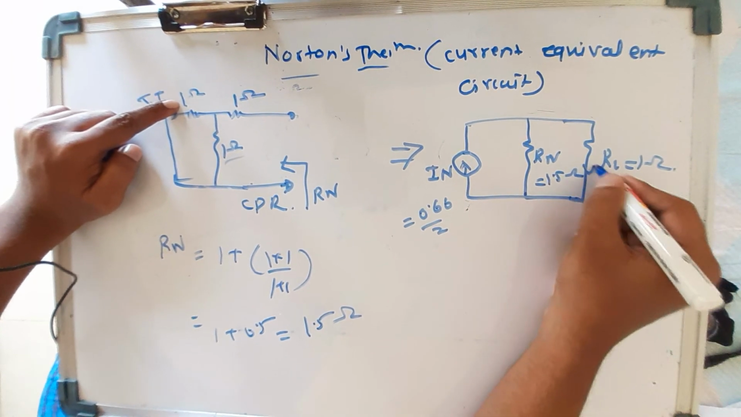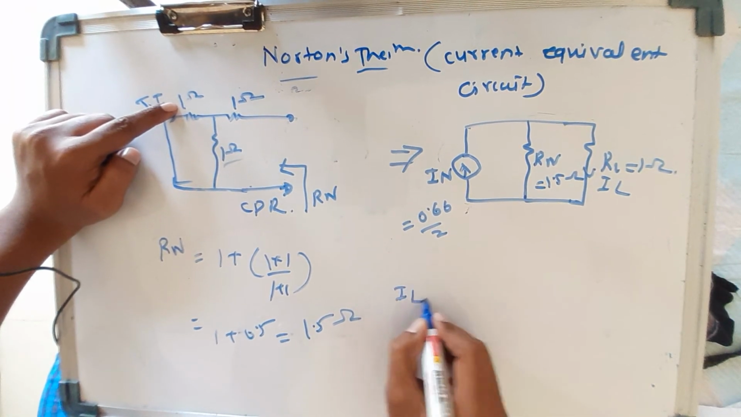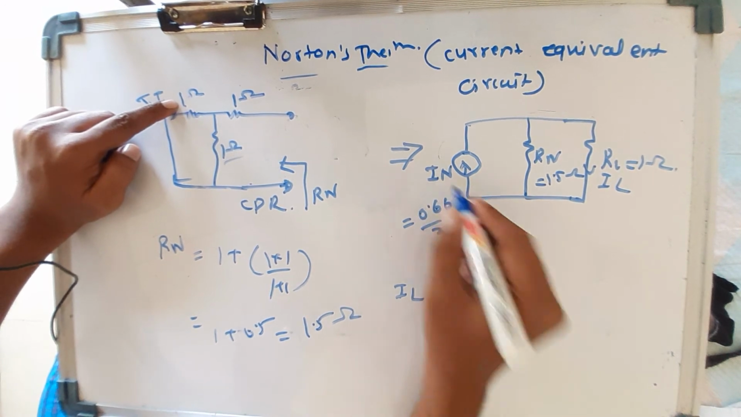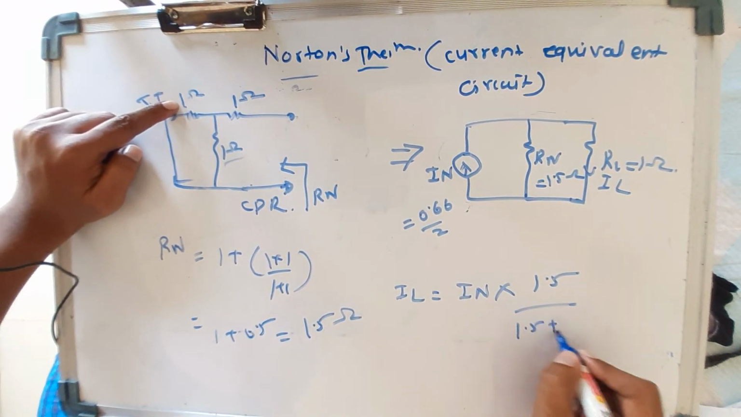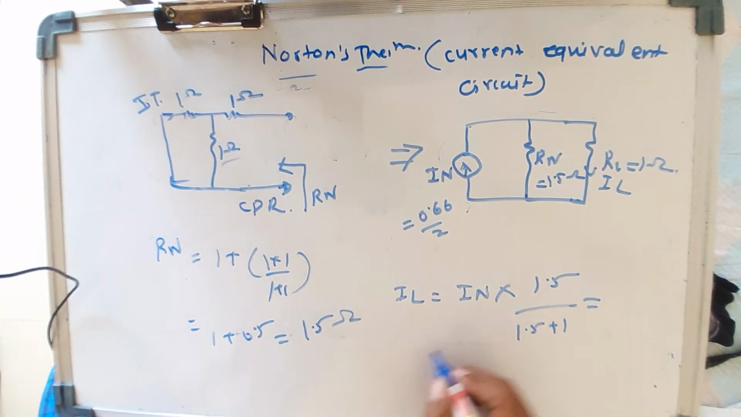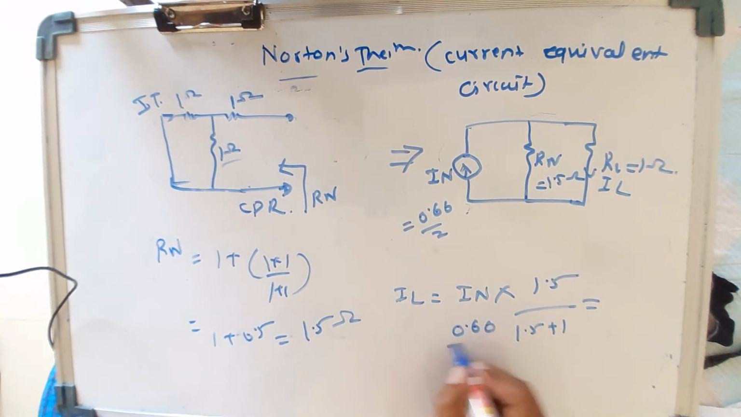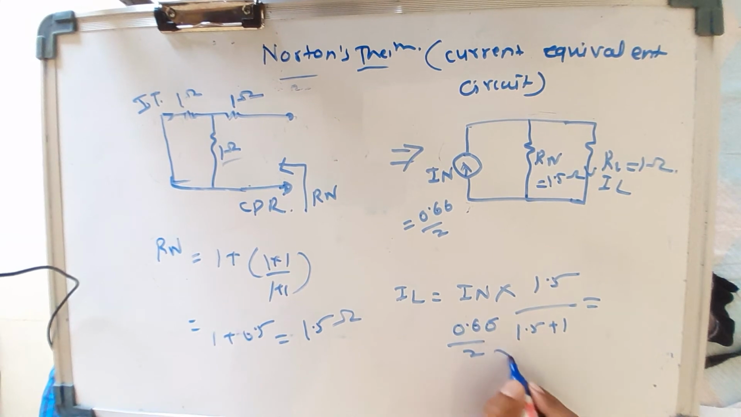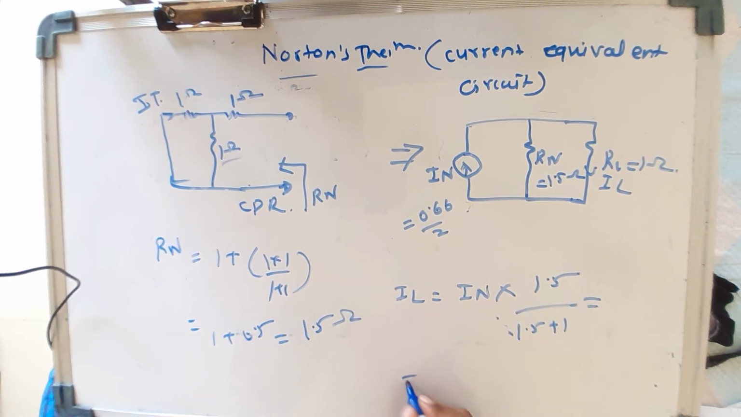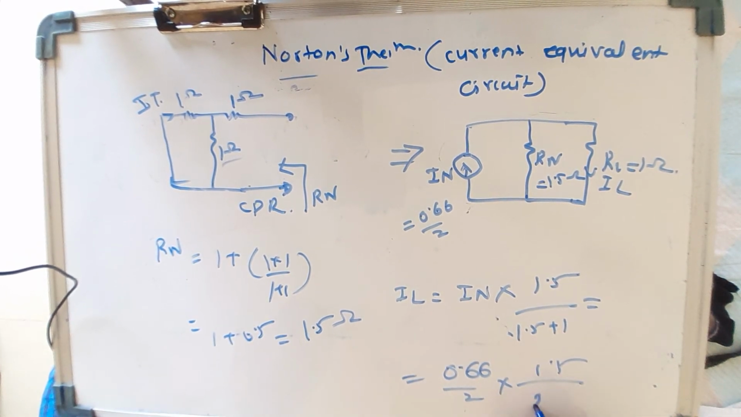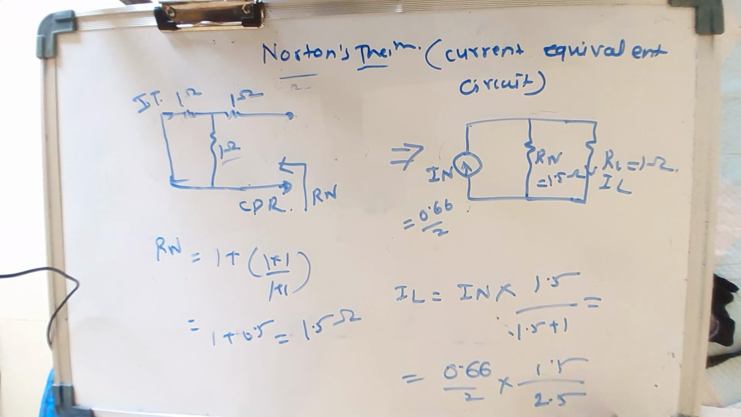R_L is 1, so find I_L. So I_L equals total current, that is I_N, into 1.5 over 1.5 plus 1. I_N is 0.66 divided by 2, times 1.5 over 2.5. We will get the value. Okay, so this is the method.